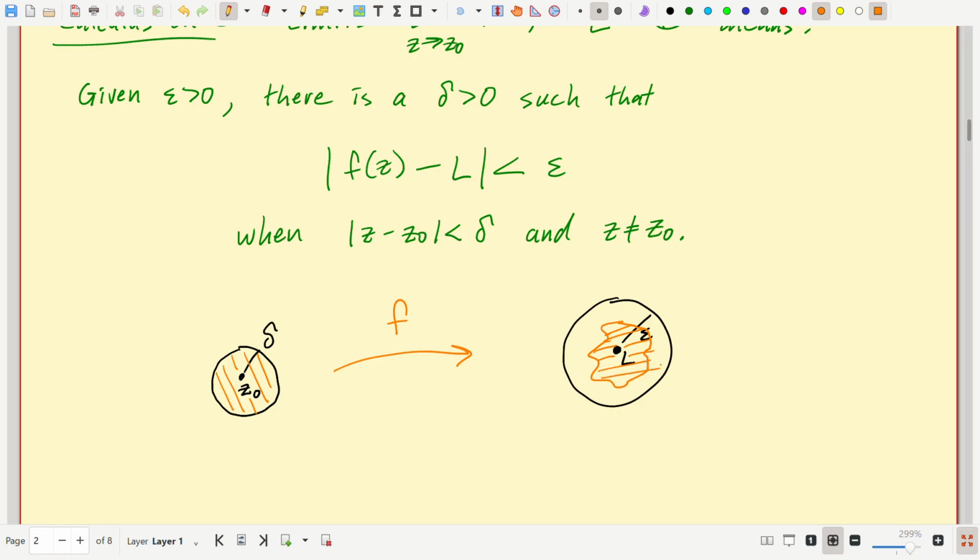And let's see, I better be careful. Z naught is not included in the picture here. So I punched that z naught out. And I don't know where z naught goes, but it might go to L, it might not go to L. But that's the picture of what that definition means in the complex plane. So obviously different than the real case, where those would be intervals instead of disks.